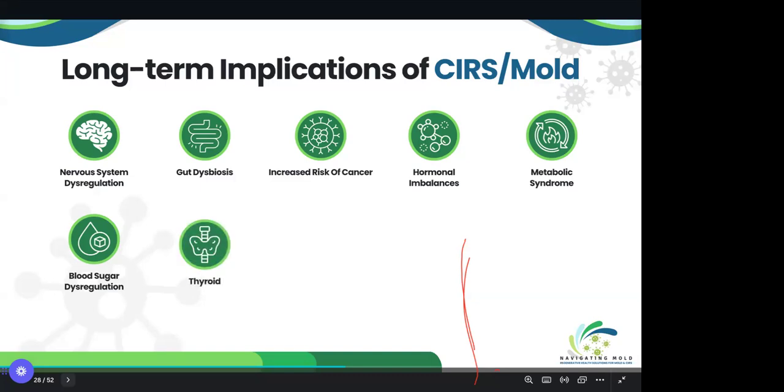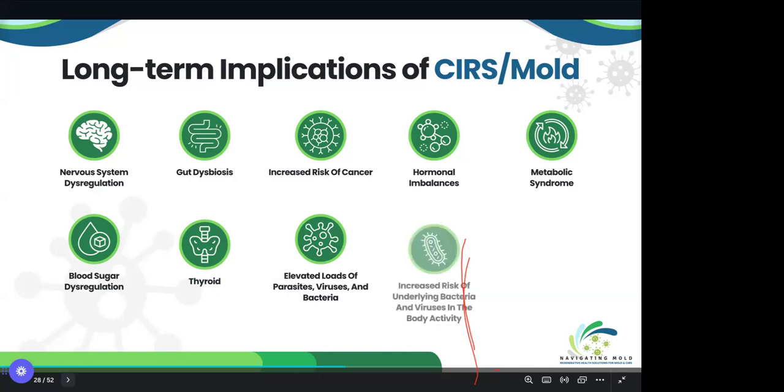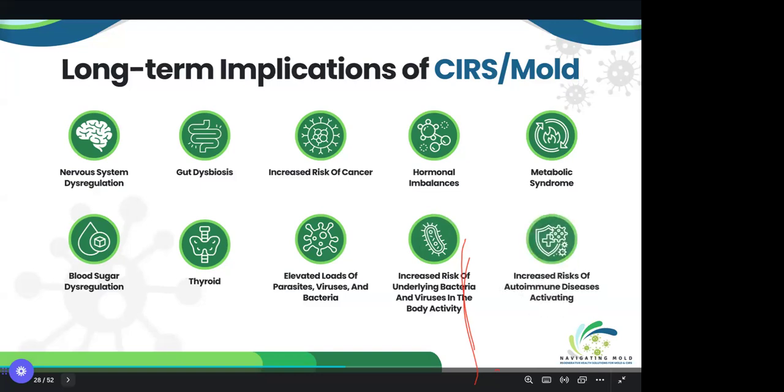And then I had thyroid issues, very common, hypo or hyperthyroidism. And most people, all people who come to us with mold and CIRS are dealing with elevated loads of other things like parasites, viruses, and bacteria. Any bacteria that's already in the body or virus can activate because that immune system's suppressed. So it's very common for EBV to increase and people to have an increased risk of other autoimmune diseases because the immune system's not working right.